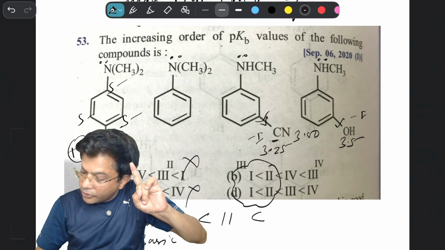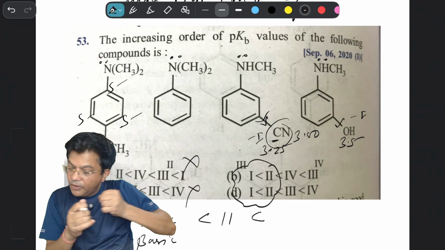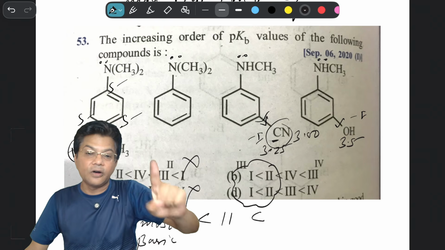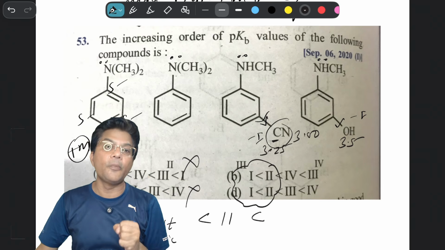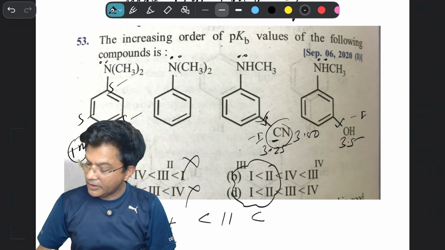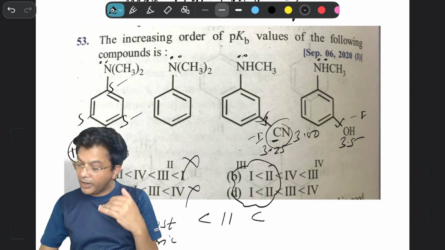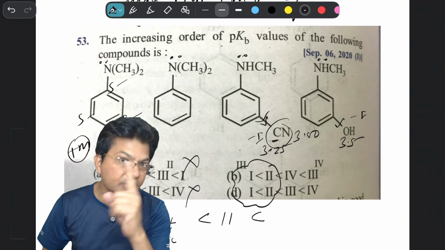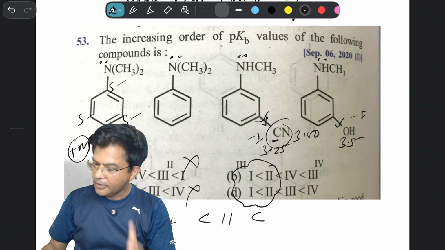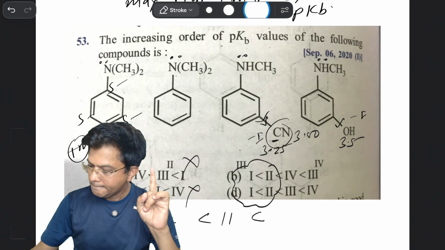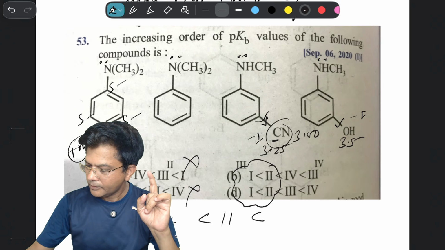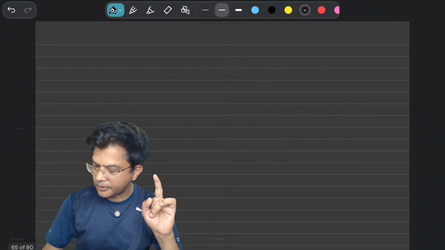Now there are two atoms which are electron withdrawing in cyanide, and there is only one oxygen atom which is electron withdrawing. So who will withdraw more? Definitely this cyanide will withdraw more electron, or you can see whose minus I is more. If you remember the minus I order, let me write it down. Minus I order.